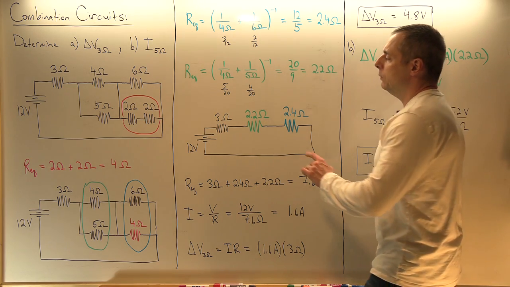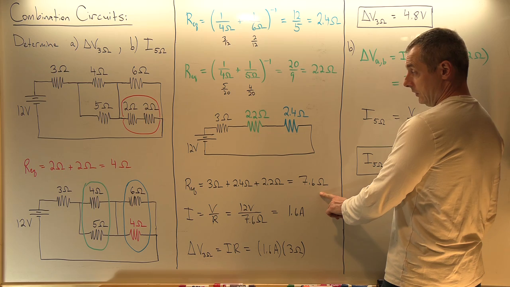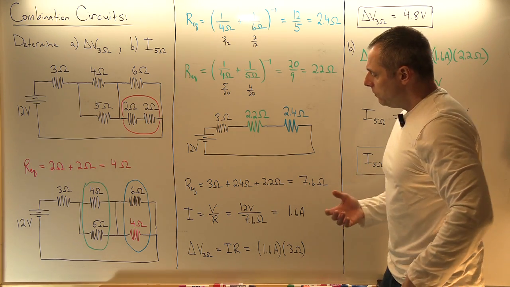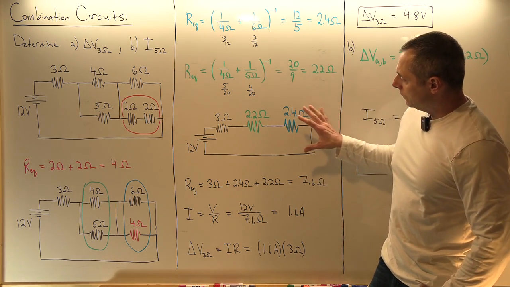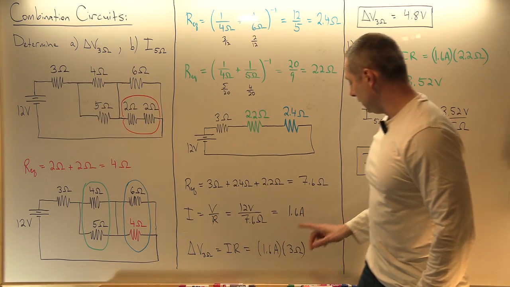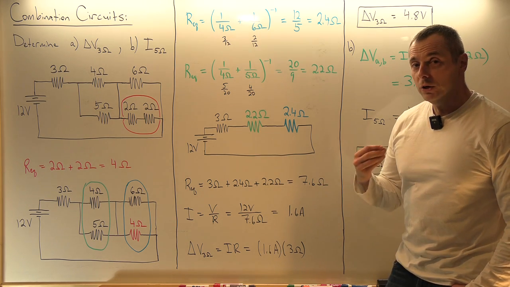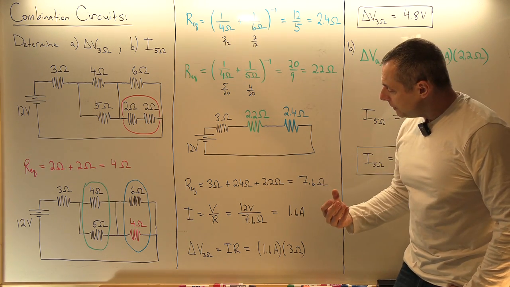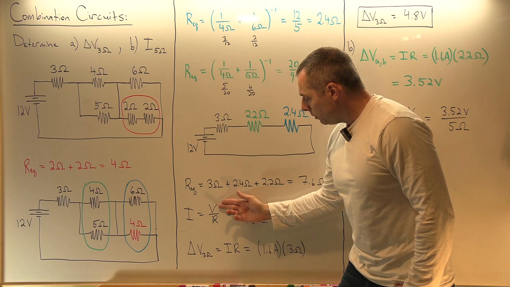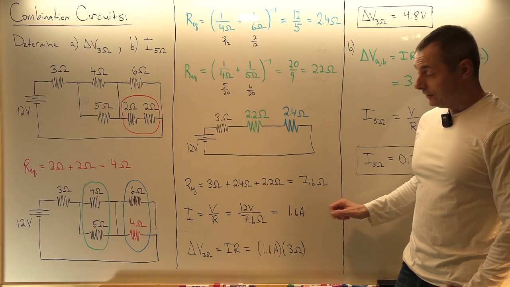So we can find the equivalent resistance by just adding all those together and getting 7.6 ohms. Now, once we have the equivalent resistance of all these, all of these together could be replaced by one 7.6 ohm resistor, and the battery wouldn't know the difference. So the current coming out of the battery then will be total volts over total resistance, 1.6 amps, using Ohm's law.